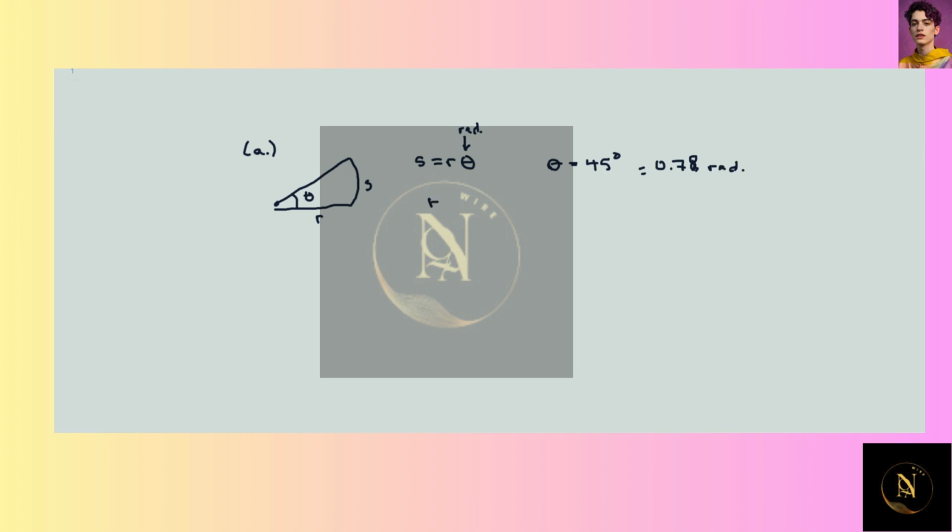Now, we're told that r is 0.7 meters, and so this yields that s is 0.546 meters when it goes through an angle of 45 degrees, and we're told that it does it in half a second. So that means that our velocity is double this per second, 1.092 meters per second. That's how fast the end of the arm is moving.